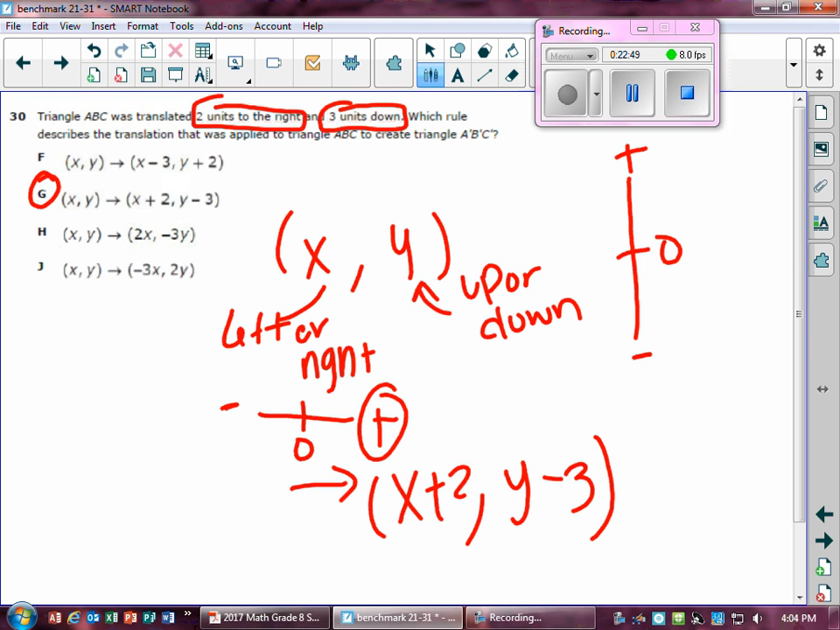Now, looking at this, we could have narrowed down H and J because they're multiplying. Well, we don't multiply when we translate, okay? We do exactly what it says. We have our units on our x-axis, left to right, and our y-axis, up and down.